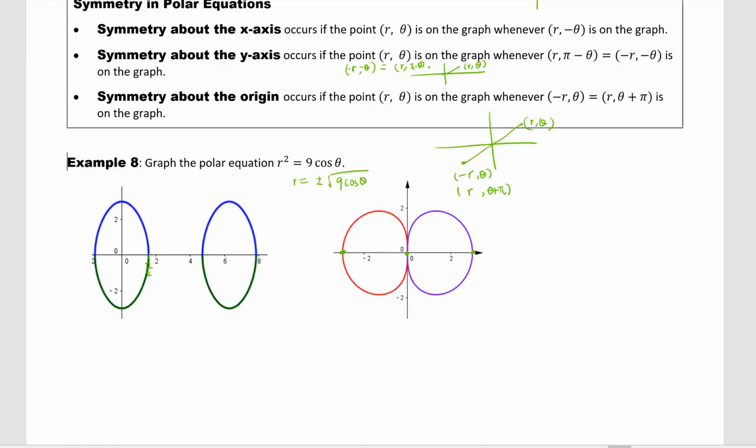If you want to know more, you can think about pi over 4. Cosine pi over 4 gives us root 2 over 2, and then you take the square root of that. It's some number smaller than 1. So at pi over 4, you get positive and negative, that number smaller than 1. You multiply by 3, then it is a number smaller than 3. Okay?